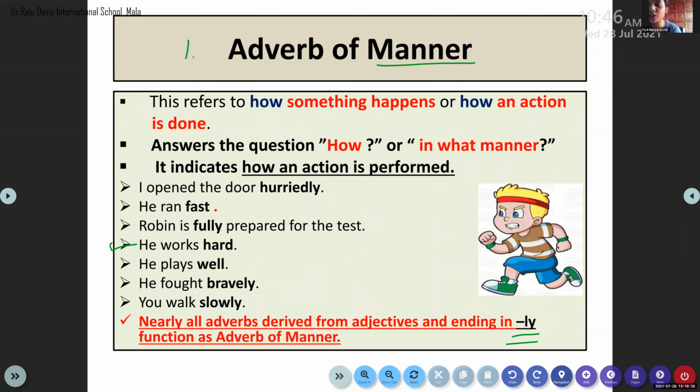Now, look at here. Hard, well, bravely, slowly. See, the sentence: he fought bravely. How did he fight? He fought bravely. So it shows in what manner the fight was performed. Bravely means very courageous. You walk slowly. How did you walk? Slowly. So slowly is an example for adverb of manner.